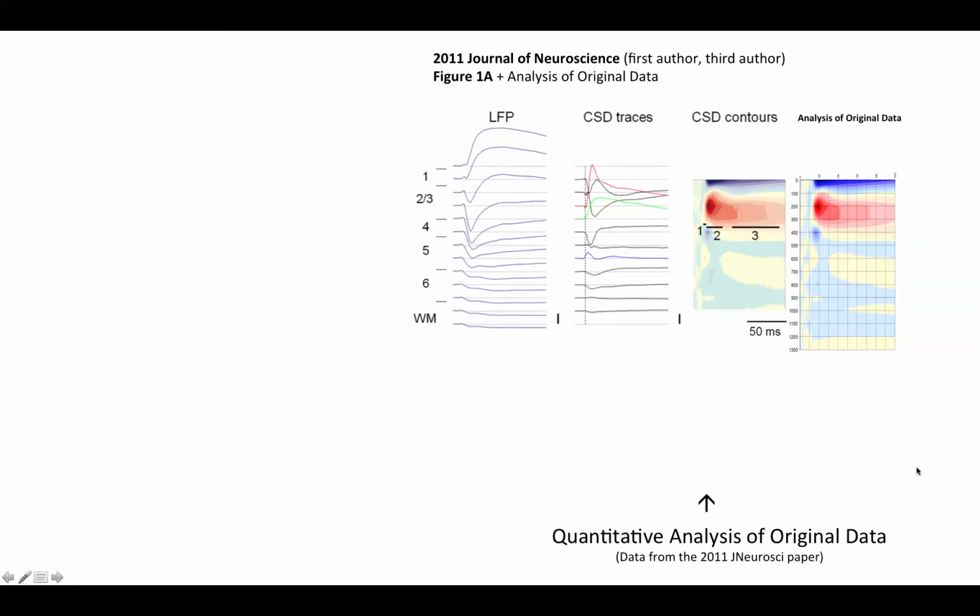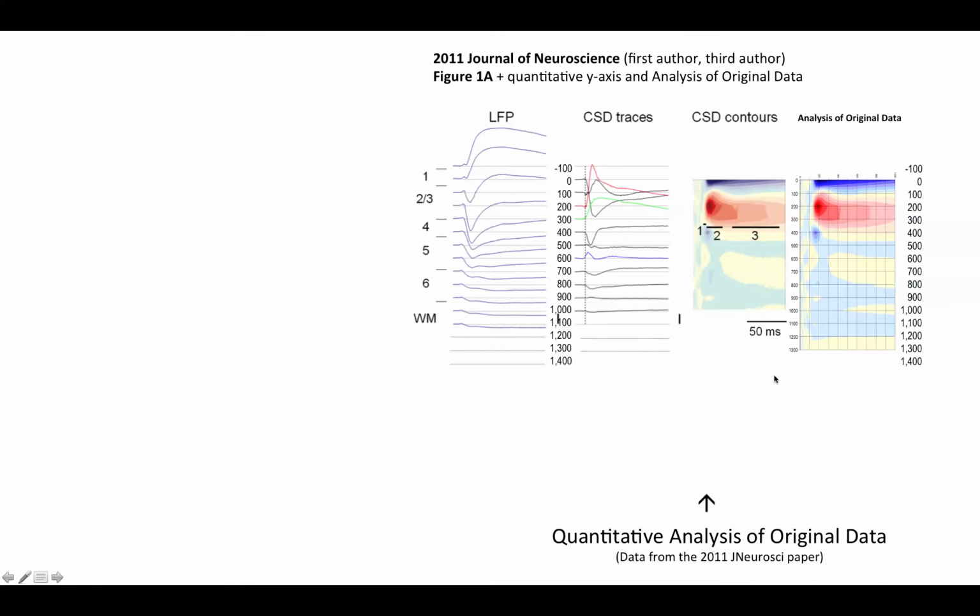Now here's my analysis of the original data. Again, each one of these grid lines is a CSD trace. Here are the missing LFP and CSD traces. And here is a quantitative y-axis so that we can see that these analyzed traces were at depths of only 200 and 300 microns. Their entire analysis consisted of comparing two traces in the same layer 2-3 sink, thus effectively comparing layer 2-3 with layer 2-3.